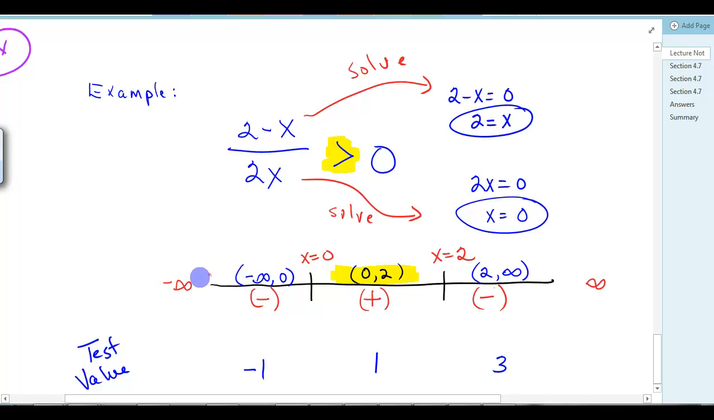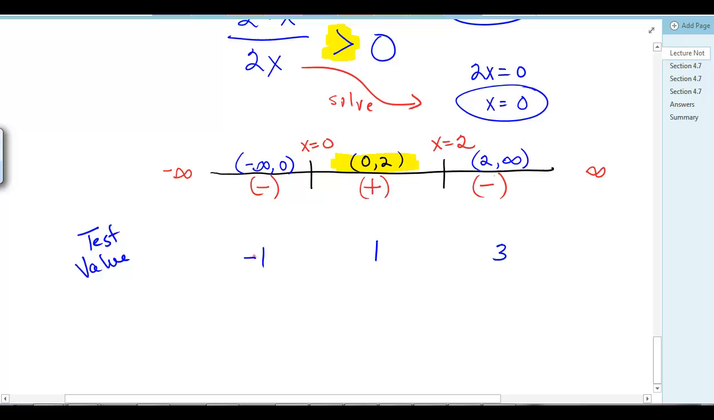We always have negative infinity on the left and positive infinity on the right. So this interval is from here to here. This interval is from here to here. And this interval is from here to here. So we defined those. Then we pick a test value that falls in those intervals.